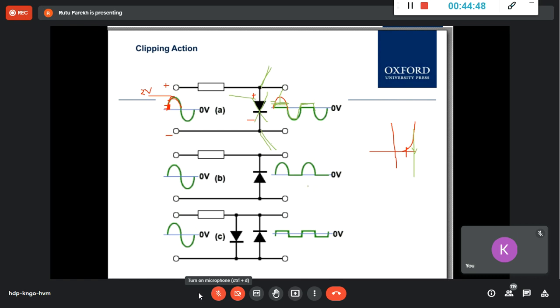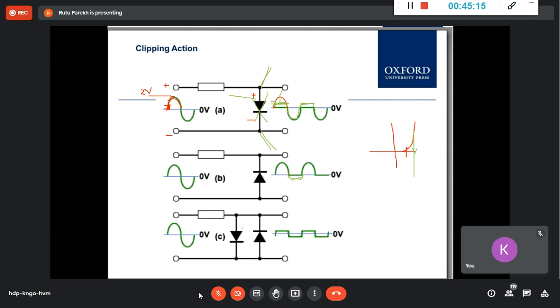And when I'm talking of this one, it will follow from 0 up to 0.7 volt, then a straight line, and then like this. And when you have both of these placed, you get this waveform, the intersection of both of them.